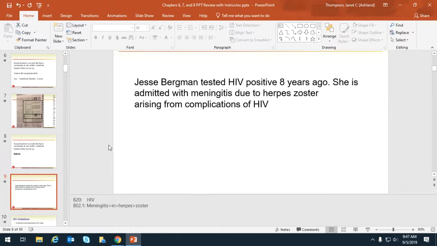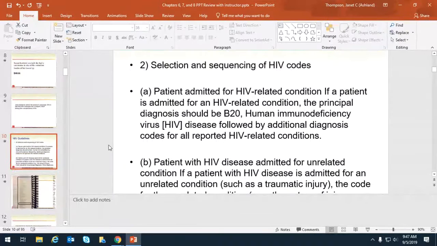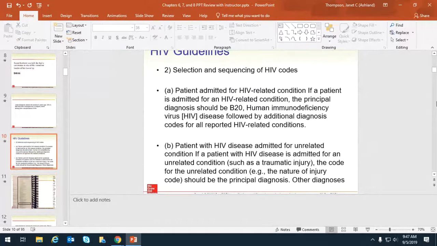Jesse Bergman tested HIV positive 8 years ago. She is admitted with meningitis due to herpes zoster arising from complications of HIV. So this is an HIV-related illness. Our guidelines tell us for selection and sequencing of HIV codes, patients admitted for an HIV-related condition, the principal diagnosis is B20, and followed by additional diagnosis codes for the related condition.